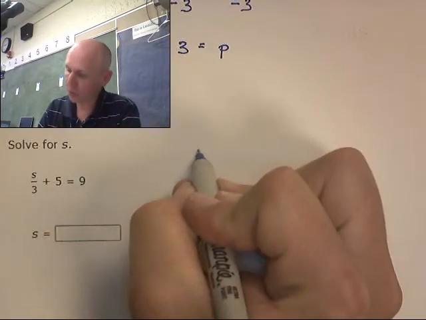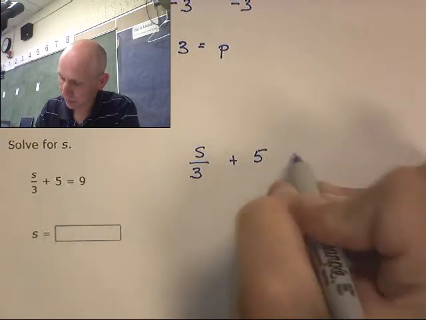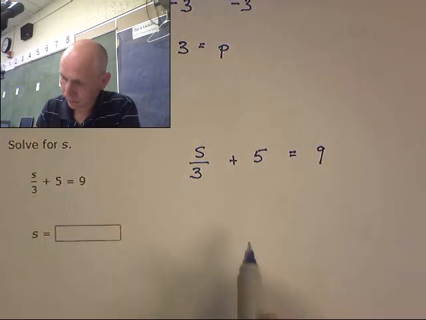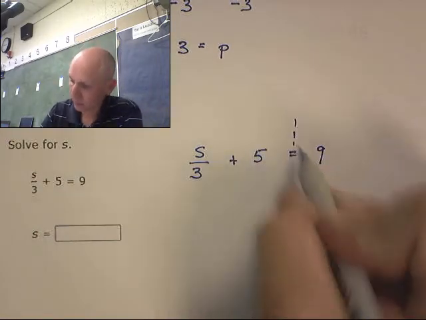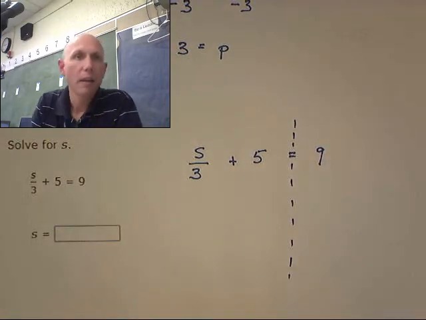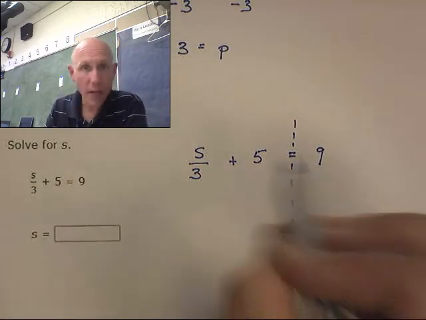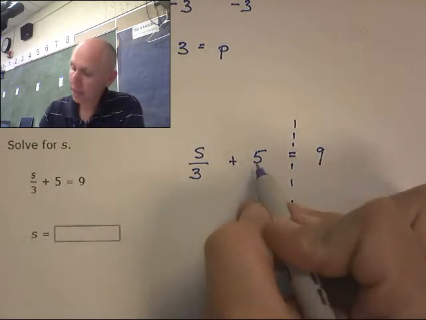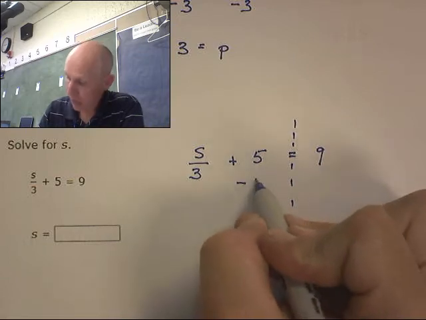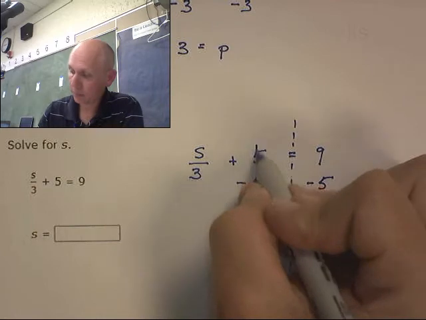Okay, we have s over 3. I have a variable of s. 3 and 5 are both over there with the s. Who do I deal with first? Sneak up on the s. Don't go for that 3. Go for the 5. The 5 is trying to add. Well, let's take 5 away. I'm taking 5 off of both sides of my teeter-totter.